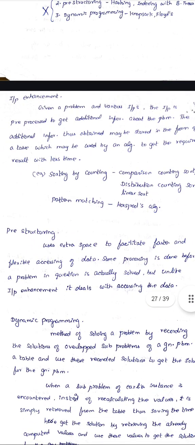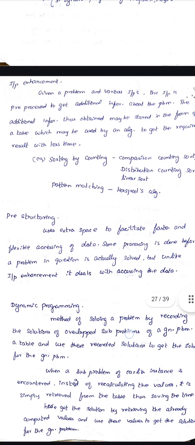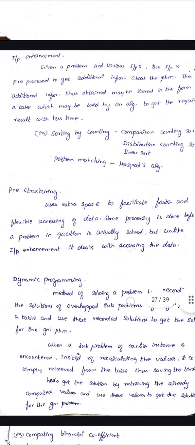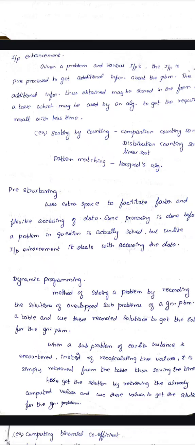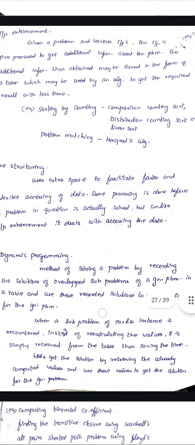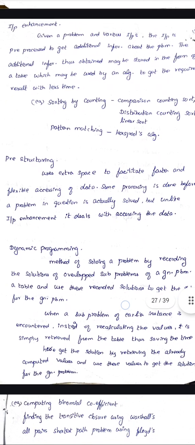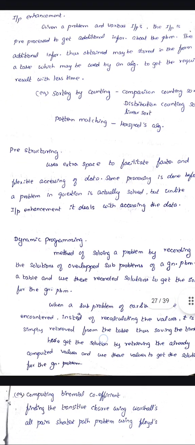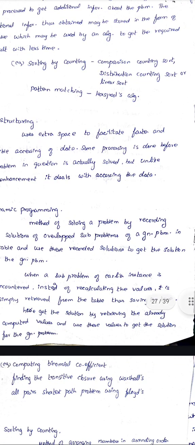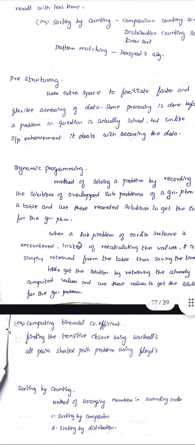Pre-structuring and hashing are there. Input enhancement: given a problem and various inputs, the input is pre-processed to get additional information about the problem. The additional information thus obtained may be stored in the form of a table, which may be used by an algorithm to get the required result in less time. Sorting by counting: comparison counting sort, distribution counting sort, or linear sort. Pattern matching: Horspool's algorithm.